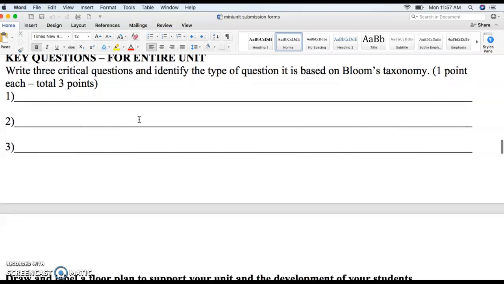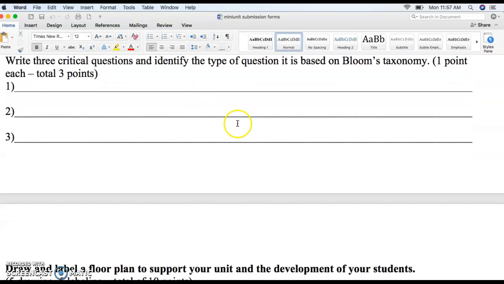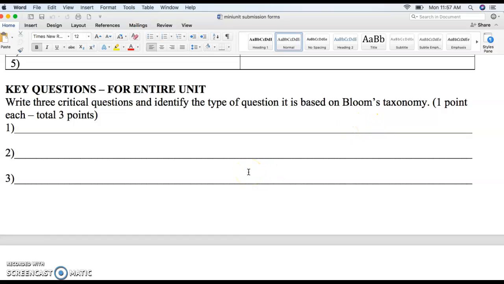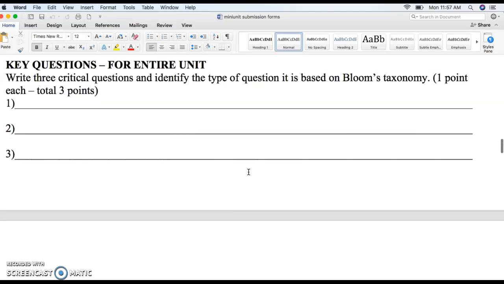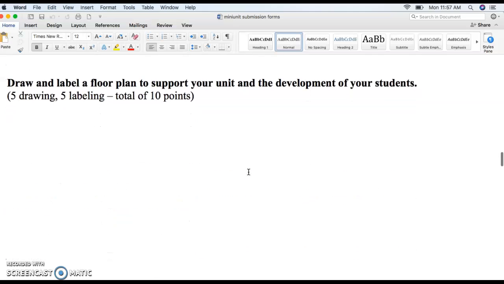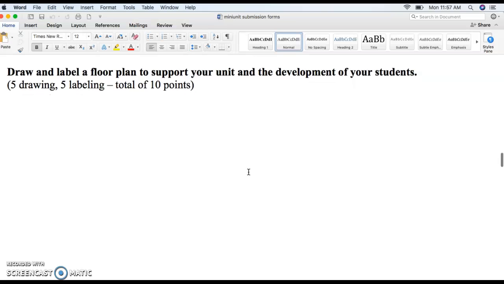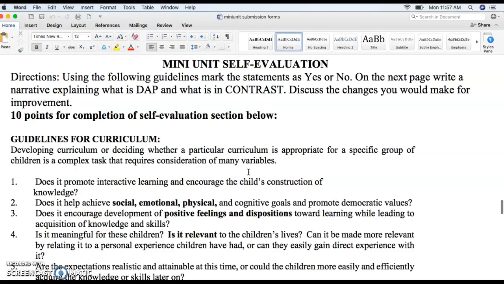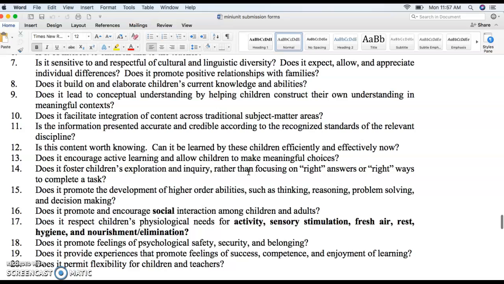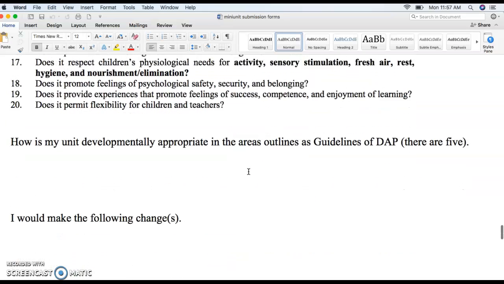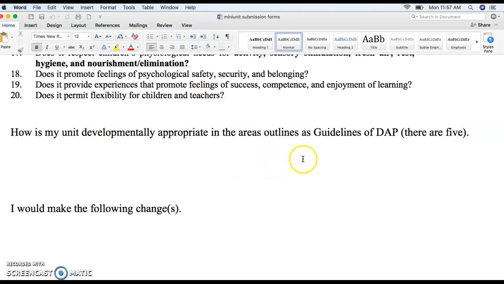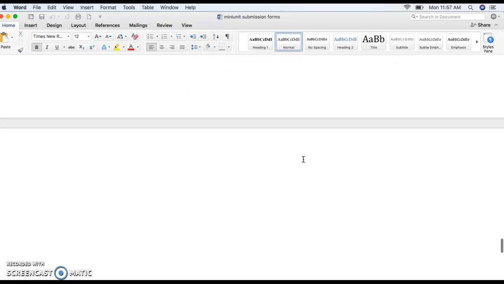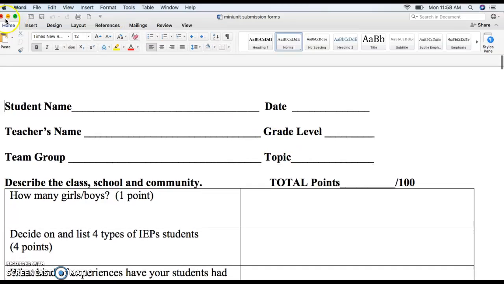These are the key questions for the entire unit. I have here based on Bloom's taxonomy. If you want to use another type of taxonomy such as Webb's, that's fine as well. You have your drawing and labeling of your floor plan that will support your unit and your standards. And finally, there's a mini unit self-evaluation. You get 10 points for completing this. You'll see there are 20 questions, including a question about developmentally appropriate practice and changes you might possibly make. So that is what you're going to be using to actually complete your mini unit.